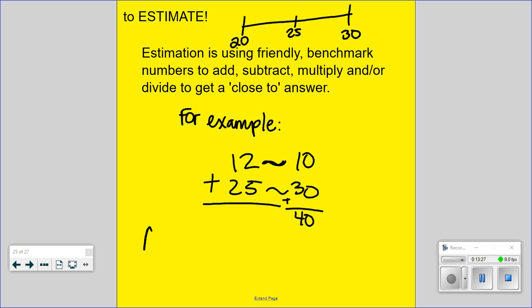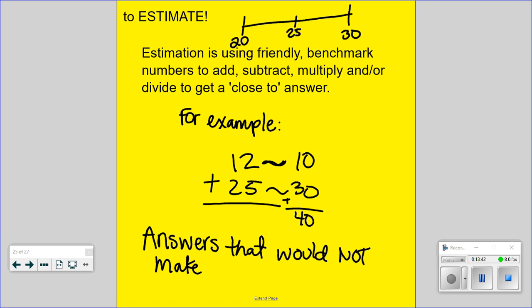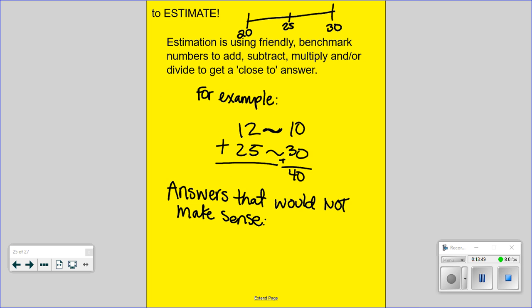Underneath that, I want you to write answers that would not make sense. Answers that would not make sense. Can you think of an answer that would not make sense?